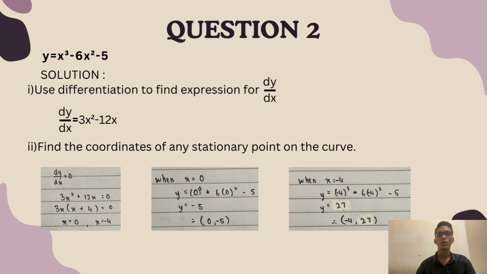When x is 0, we replace the value of x in the equation, and there will be y equals 0 cubed plus 6 in bracket 0 squared minus 5, and that will be the value of y is negative 5, and the coordinate is 0 and negative 5. And when x is minus 4, we replace the value of x in the equation, and that will be y equals minus 4 cubed plus 6 in bracket minus 4 squared minus 5. And the value of y will be 27 and the coordinate is minus 4 and 27.